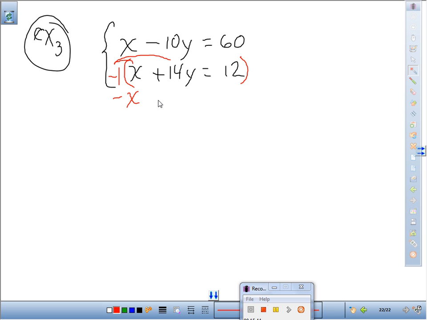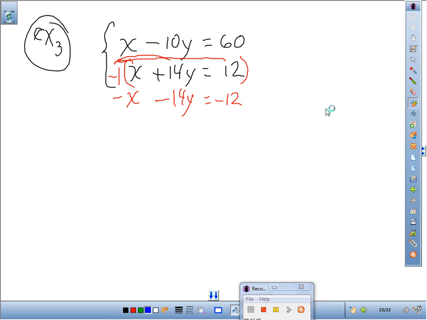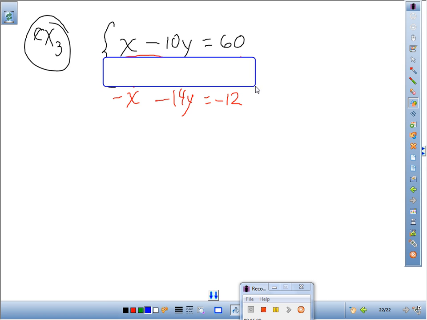Negative times 14y, that's negative 14y, equals negative 1 times 12, that's negative 12. Okay? So far, so good? All right. So now, at that point, we're no longer going to use this equation right here. Everybody look up to the screen. We're no longer going to use this equation. So if I wanted to get it out of the way, I'll just erase it. I don't have to erase it. You just make sure you go over it.